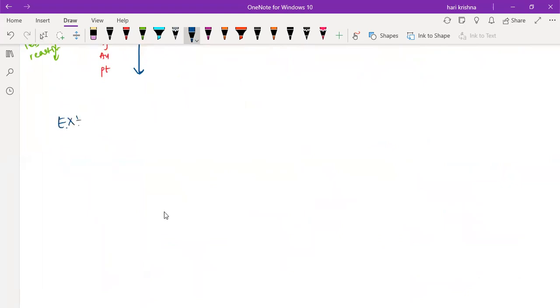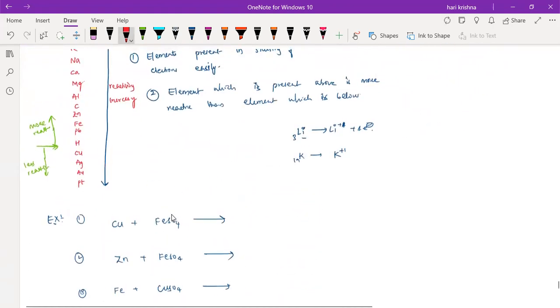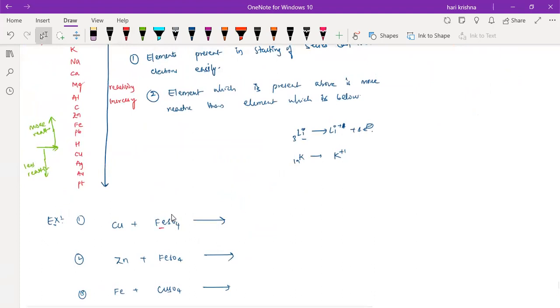So if you take the examples here, first one, we have taken copper plus FeSO4, what will happen? Next example, zinc plus FeSO4, what will happen? Third example, iron plus CuSO4, what will happen? Now tell me, is copper more reactive or iron more reactive? Sir, iron. Okay. So iron is more reactive than copper. So copper is less reactive. Iron is more reactive. So the reaction will take place here now.